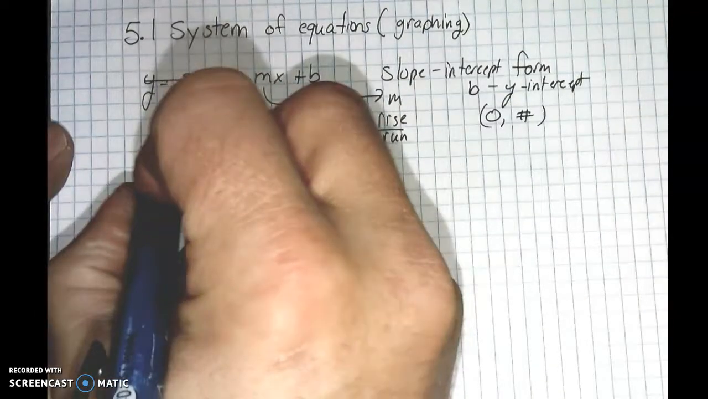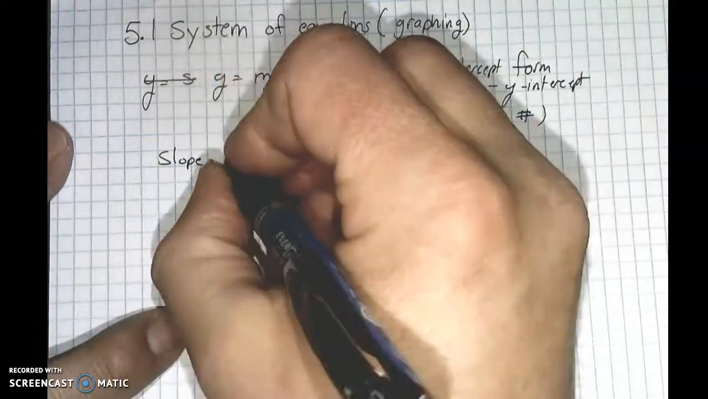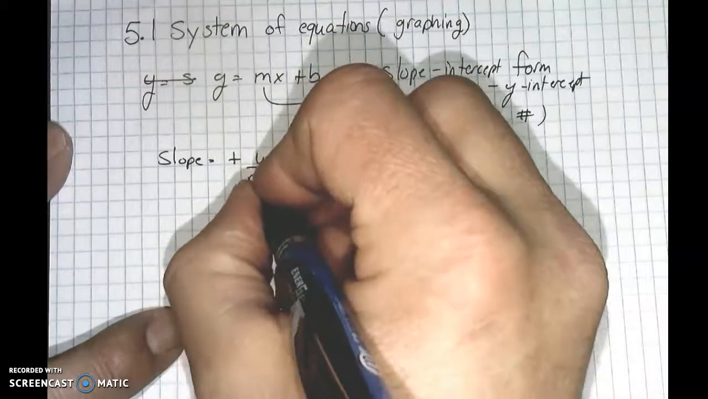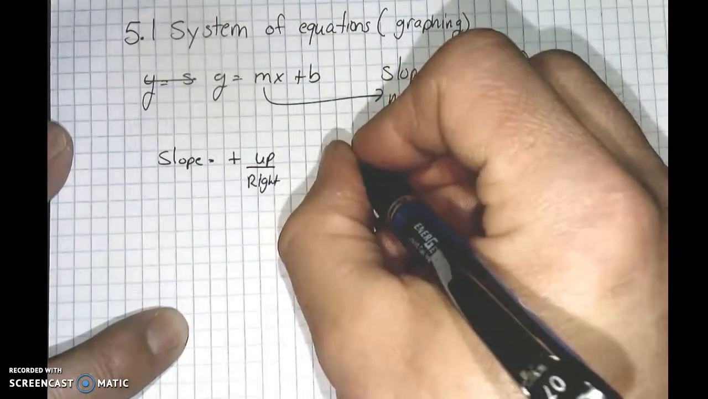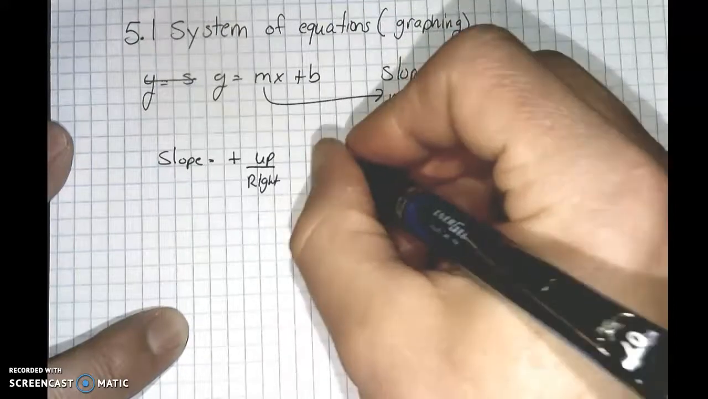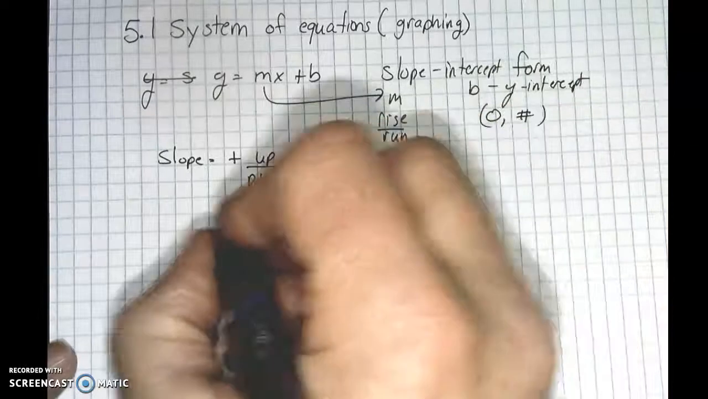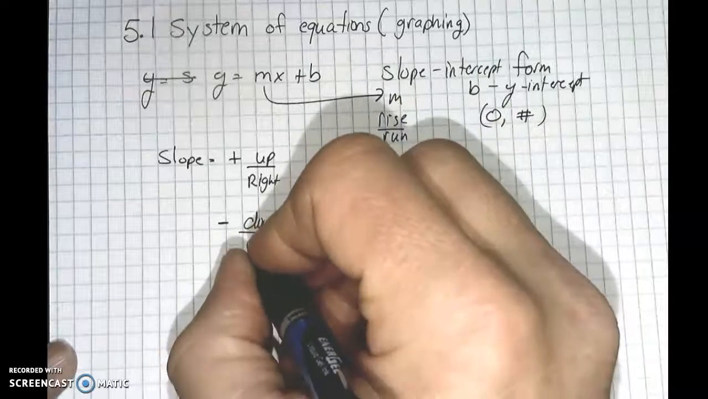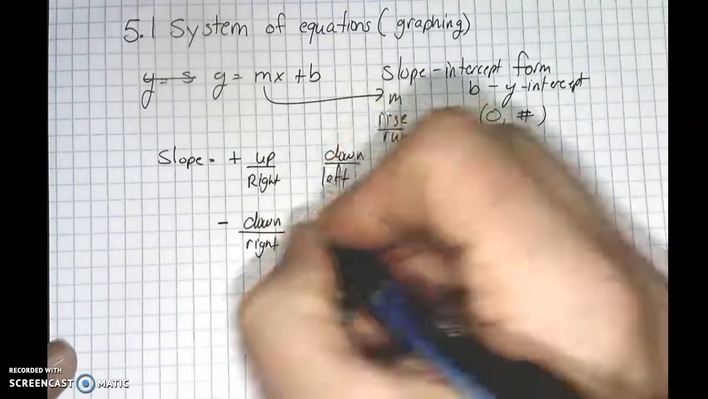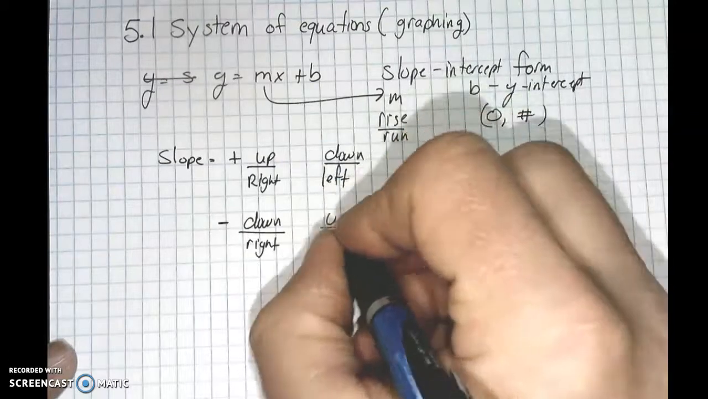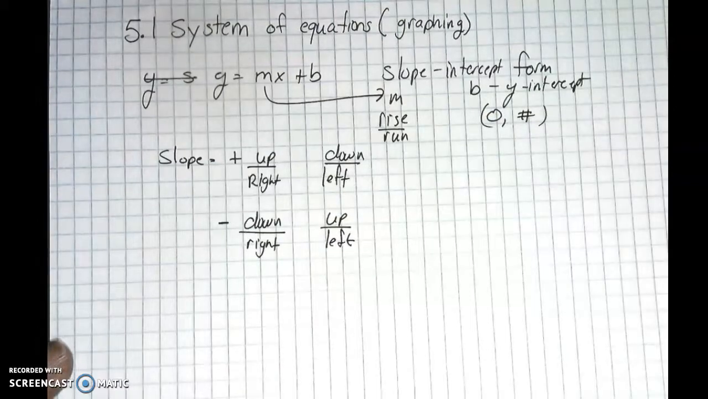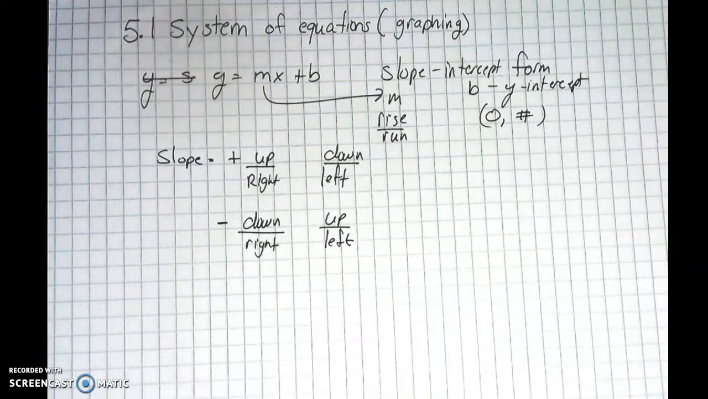Just to remind you, our slope, if it's positive, we can go up and then to the right. We can also go down and to the left because two negatives make a positive. If our slope is negative, we're going to go down and to the right, or we can go up and to the left. That way you can adjust how we want to graph our first couple of lines, okay?